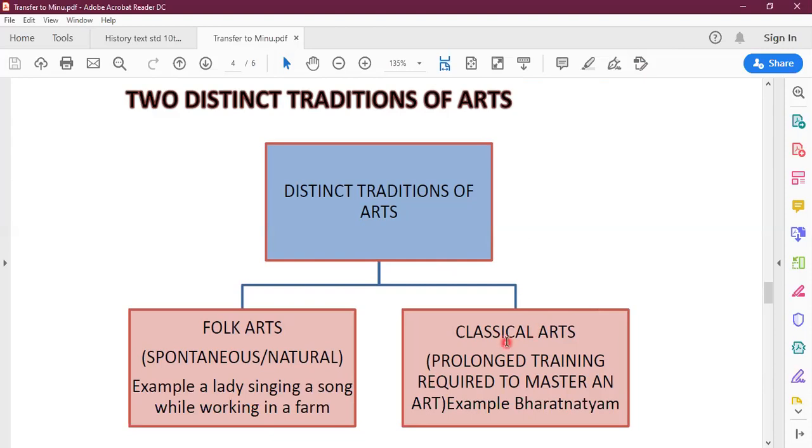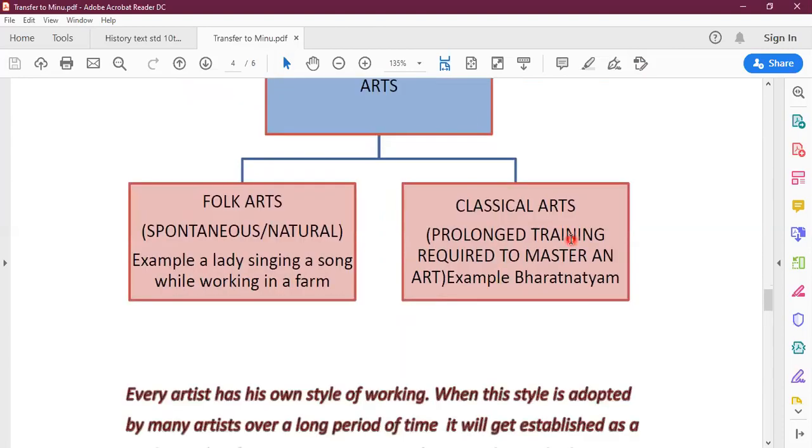Now, when you talk about classical arts, you have something like Bharatnatyam. You can't learn it in one day, it doesn't come naturally. You have to have the skill, and then you have to get trained under a master or under a teacher. And prolonged training is required to master an art, and that becomes a classical art. Hindustani music, classical music, etc., come up under classical arts.